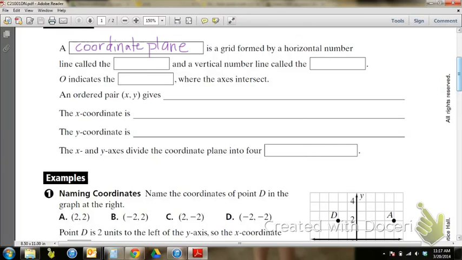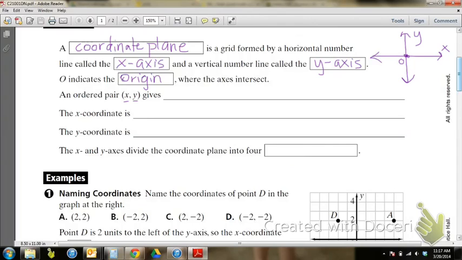is a grid formed by a horizontal number line called the x-axis and a vertical number line called the y-axis. 0, or the big O, indicates the origin. That's an O, where the axes intersect. So this, the vertical, is your y-axis. The horizontal is your x-axis, and this point right in the middle, that's your origin.